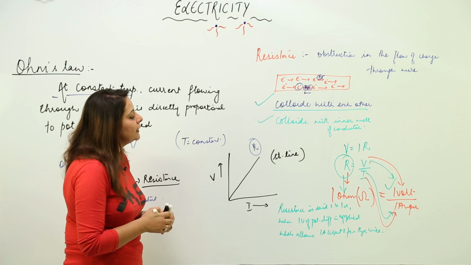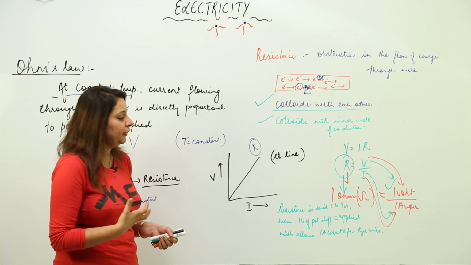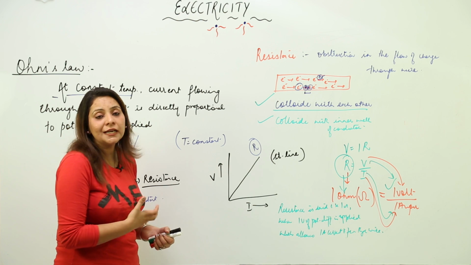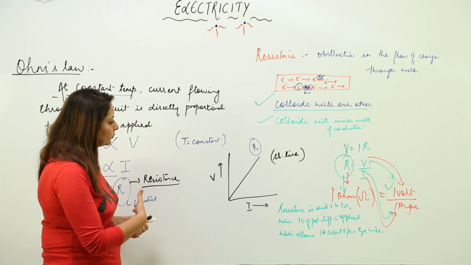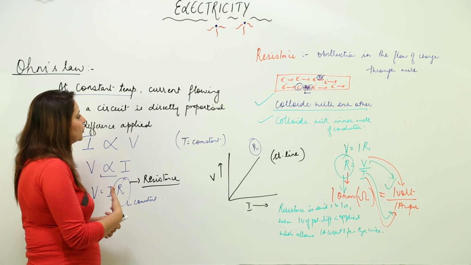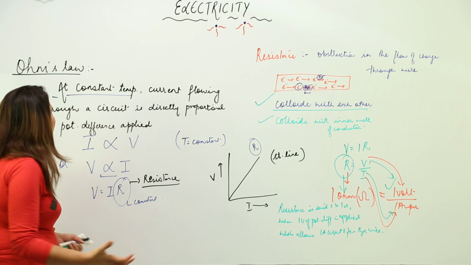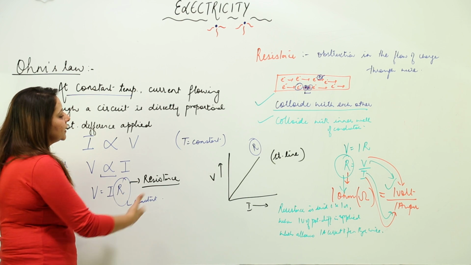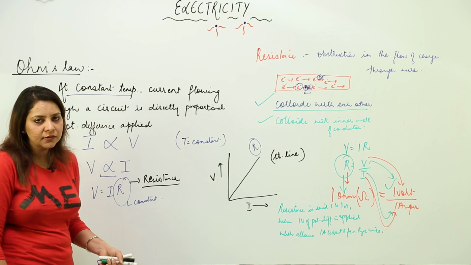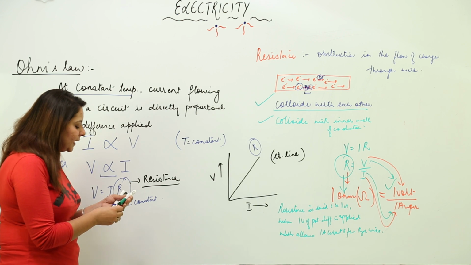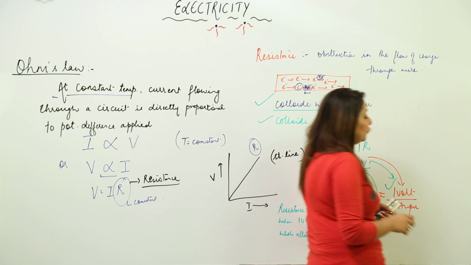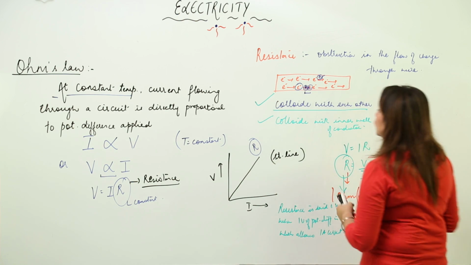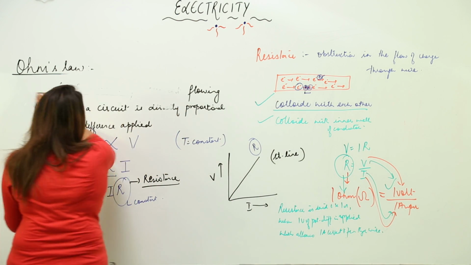So this is how you define the SI unit for resistance, that is the ohm. This is how it is explained through Ohm's law, the graph, and what resistance is. Moreover, you know that there are certain factors on which resistance depends, so we are just going to focus on those factors.